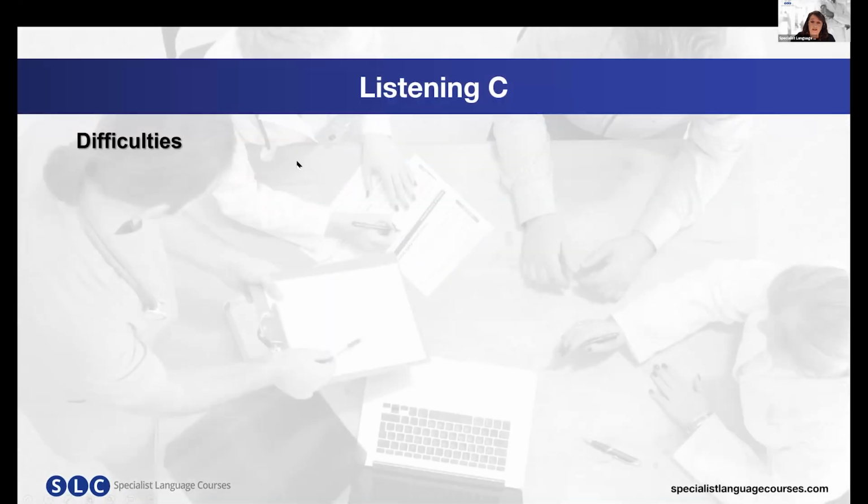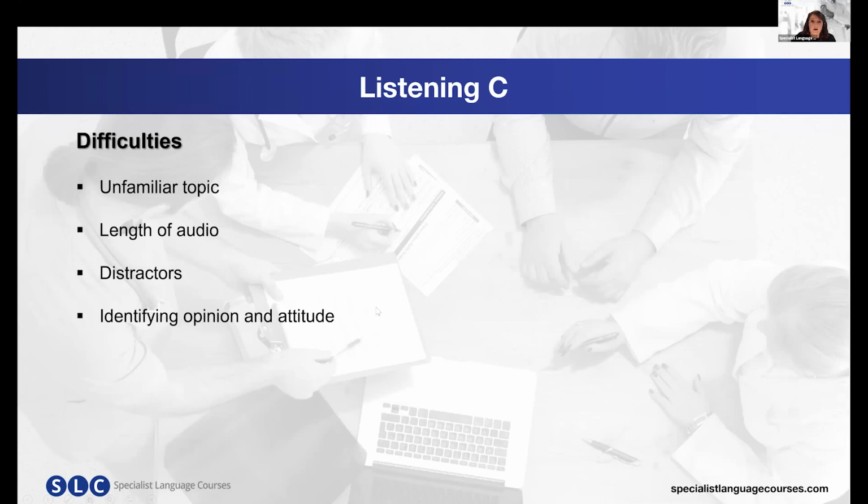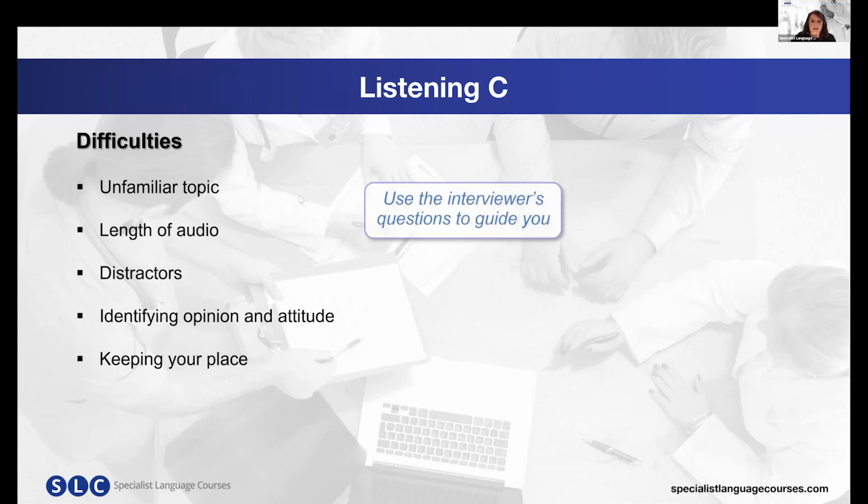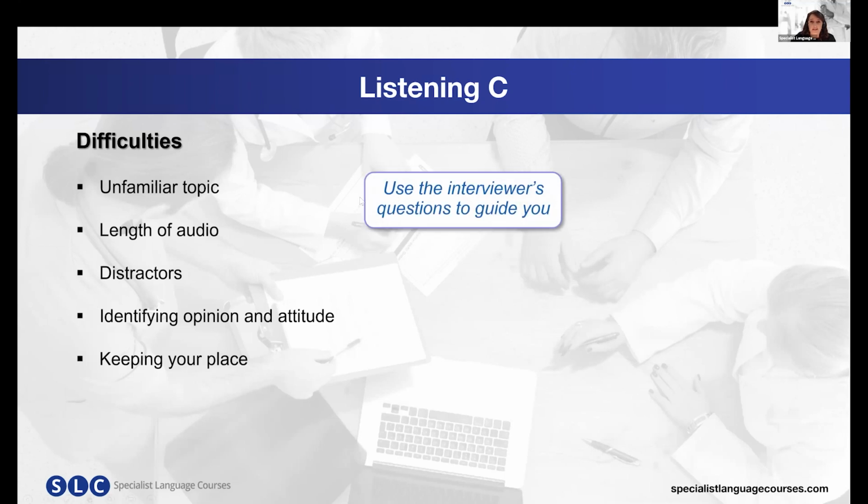So what are some of the common difficulties for students? We find that it is difficult when the topic is unfamiliar, when it's quite a long audio to listen to. The distractors, so where options for A, B, and C look similar. Difficult to identify attitude and opinion within the audio, and also keeping your place. So some ideas on what you can do to help you with these difficulties. If it's an interview, make sure you use the interviewer's questions to guide you.